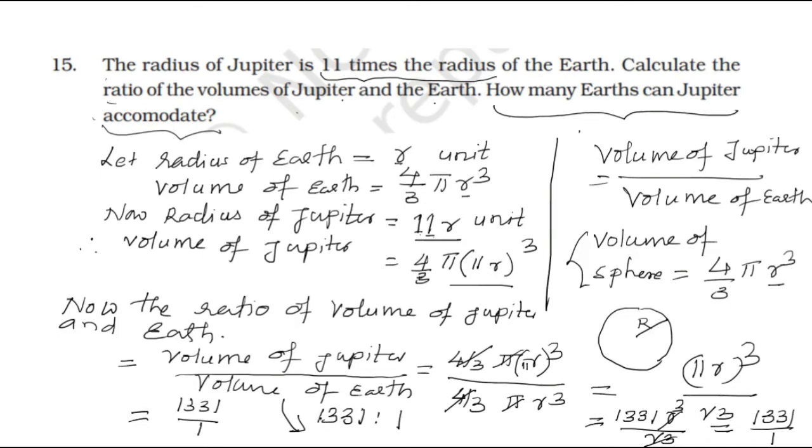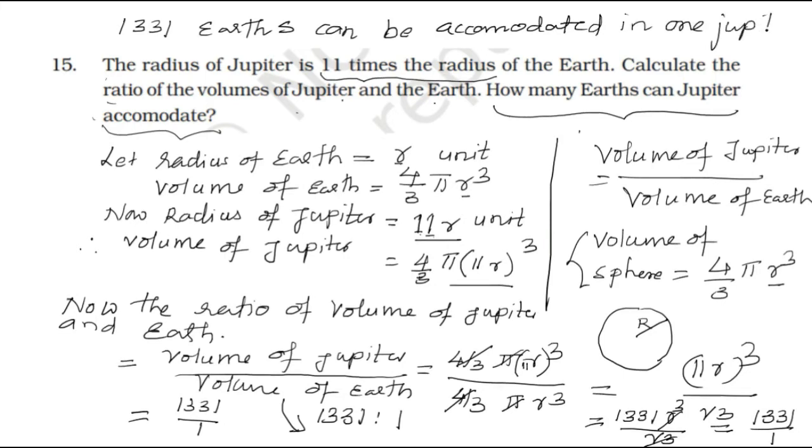What does it mean? It means that 1331 Earths can be accommodated, right? Can be put inside one Jupiter. And this is what it means. Okay, what is the question now? How many Earths can Jupiter accommodate? This is the answer. And calculate the ratio of the volume of Jupiter and the Earth, and this is the answer. So for that we need to know the volume of a sphere. This is how we can calculate. So when you write in the examination, write it neatly, right? Let all the equal signs be one below the other so that the presentation is good.